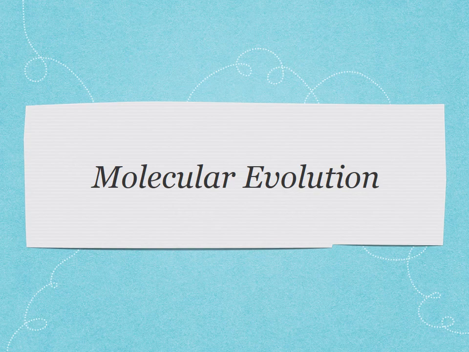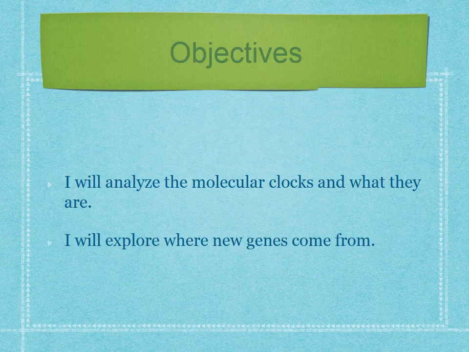And I'll tell you right now, there's not too much information over this section on the test. It's mostly going to focus on 1, 2, and 3, but there will be some areas of this section on the test. So your objectives today, you're going to analyze the molecular clocks and what they are, and you're going to also explore where new genes can come from.